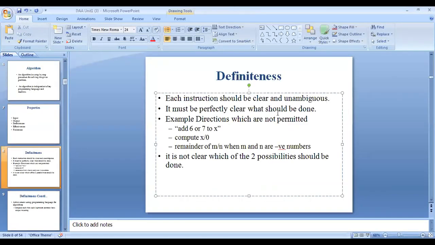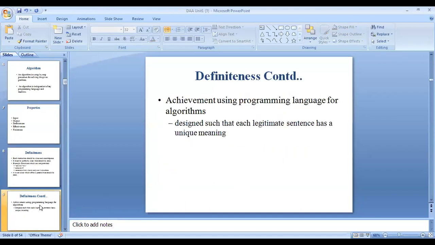So see here, definiteness means each instruction should be clear and unambiguous. So it must be clearly what should be done. For example, if we have "add 6 or 7 to x, then compute x divided by 0," the remainder is a negative number, so it is not a clear instruction. So we have to check for divide by 0 errors, and check whether each instruction is clear or not.